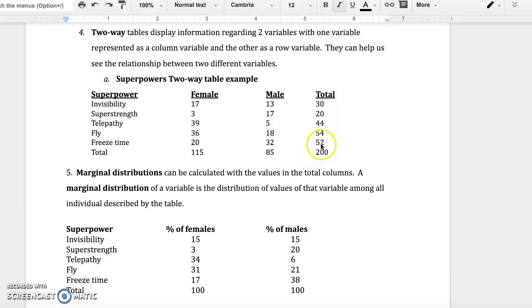If it's a conditional distribution, we're saying given that you answered freeze time, so I'd cover up everything except for this row right here. So I'm just looking here and I'd say 20 over 52. So given that you said freeze time, what percent were female, what percent were male? That's a conditional distribution.